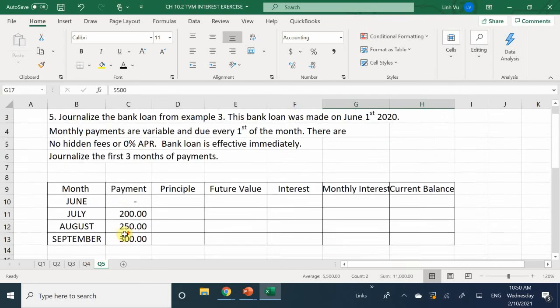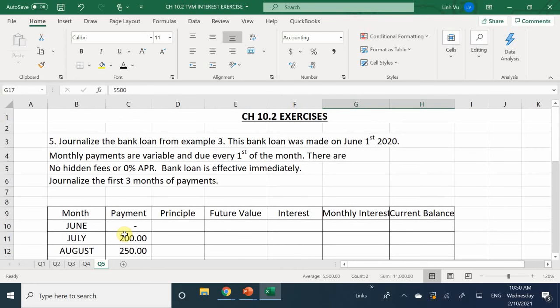$5,500. All right. So then let's go ahead and read on to the scenario here. Since this is a bank loan, you are making monthly payments to this bank loan. And again, when you have monthly payments, it's going to be based on whatever amount that you want to pay. So it's going to be variable. It's not going to be a straight number all the way unless you choose to plan that way. And again, it's due every first of the month.